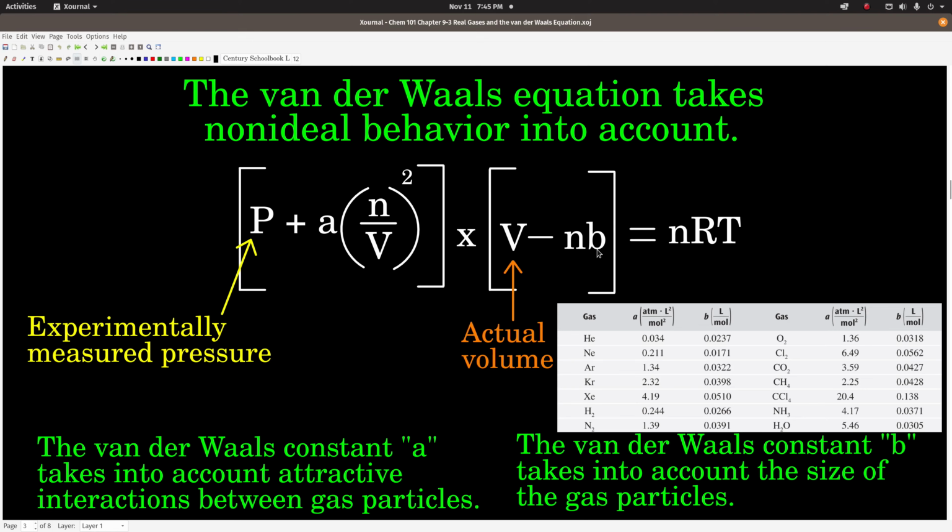Likewise, for the van der Waals B constant, the units are liters per mole. Because we have moles here, they'll cancel with the B constant, giving us liters, and we're subtracting this from the volume. So this is the van der Waals equation, guys, and it's pretty cool. Let's use it.